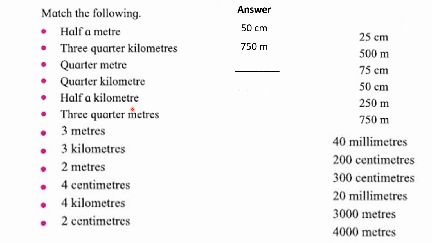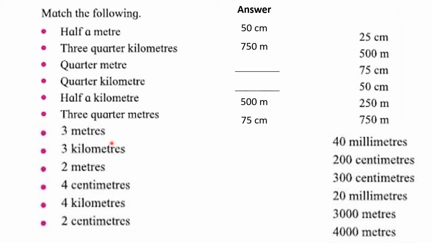Half a kilometer. 1 kilometer is equal to 1000 meter. So half of 1000 is 500. So answer will be 500 meter. 3/4 meters. So 1 meter is equal to 100 centimeter. So 3/4 of 100 is 75. So answer will be 75 centimeter.